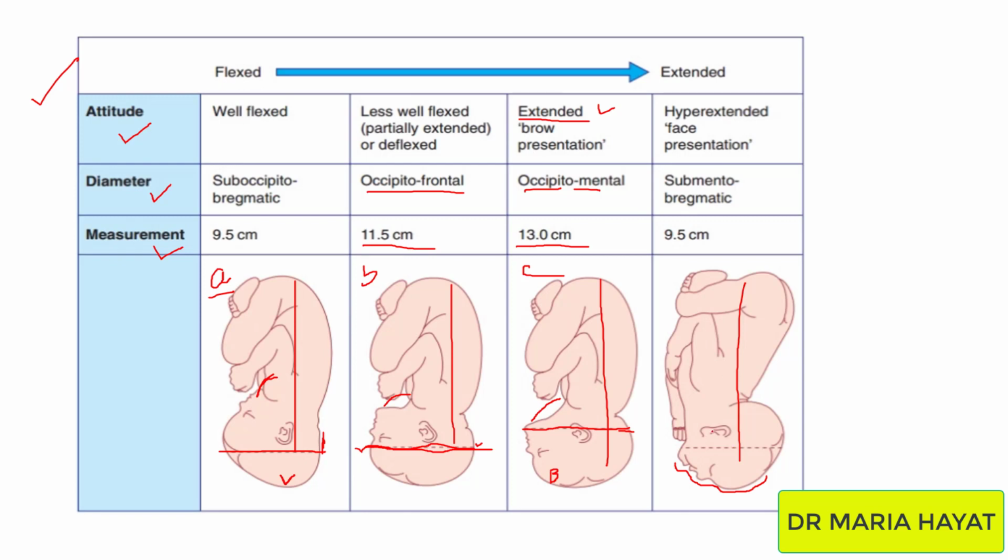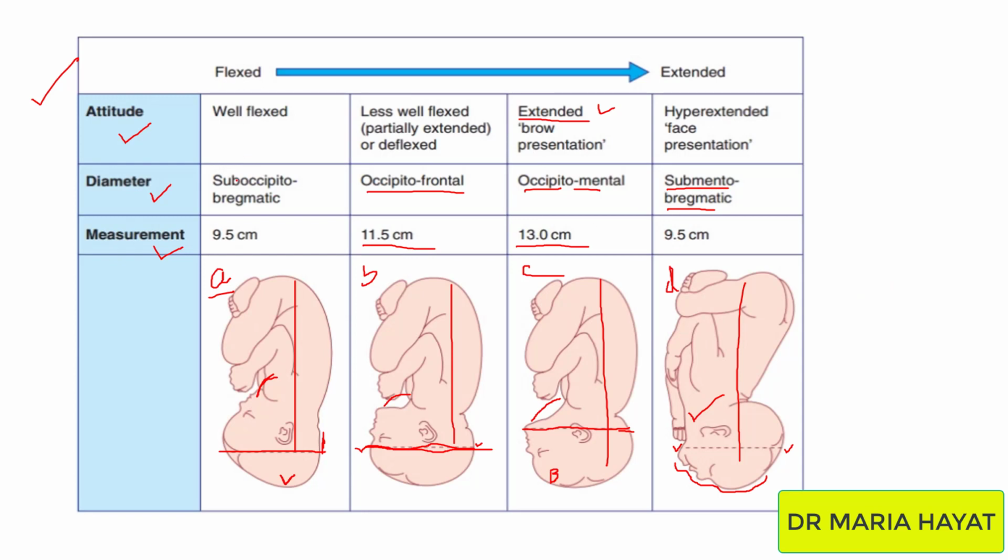Now, what is the attitude? In this image D, the attitude is hyperextended. So we can see here there is a hyperextension. When there is a hyperextension, then the presenting diameter will be submentobregmatic. We will measure the presenting diameter from submentum, meaning below the mentum, till the bregma. This part will first engage into the maternal pelvis. It will enter first, that will be the presenting diameter, about 9.5 centimeter.